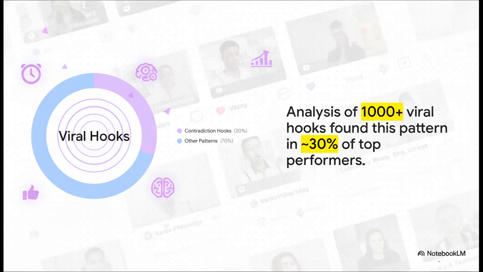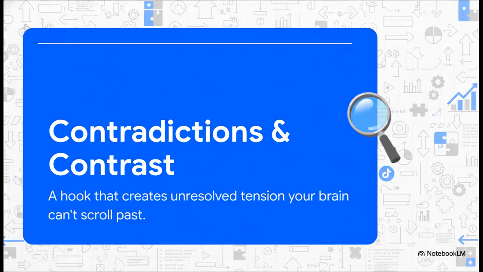So, what's the big secret here? Well, after analyzing over 1,000 viral videos, a super clear pattern emerged. A whopping 30% of the top-performing videos all use the exact same psychological trick in their hooks to stop the scroll. And that trigger is contradiction and contrast. The idea is simple. You create unresolved tension right at the start. You're basically presenting a puzzle that our brains are hardwired to solve. It creates this massive curiosity gap that's almost impossible to ignore.